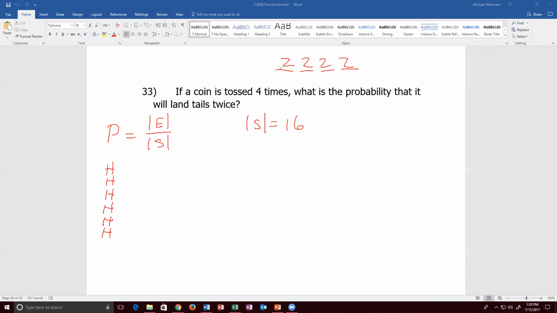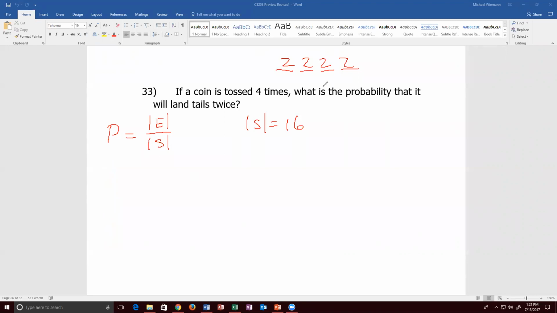I'm not going to have enough room. Let me clear that out. Okay, so let me start this off to the right, a little bit higher, and we'll make sure we get all 16 of them.